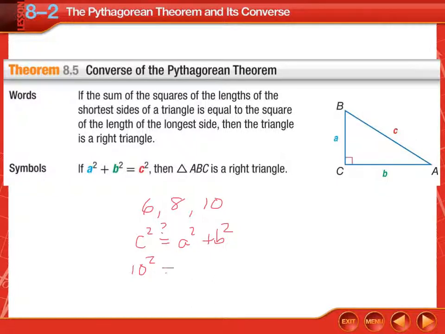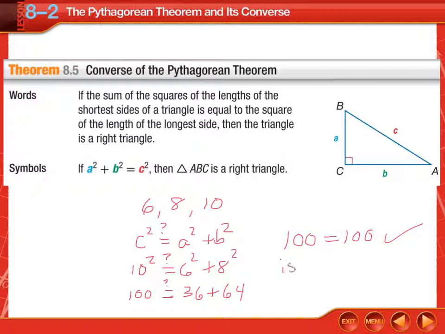10 squared, does that equal, question mark, 6 squared plus 8 squared? And if it does, then you have a right triangle. So we have 100 equals 36 plus 64, and still a question, and yes, 100 does equal 100, and in that case, you would conclude that this triangle is a right triangle. And that's how you use the converse.